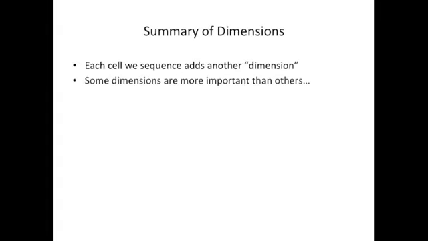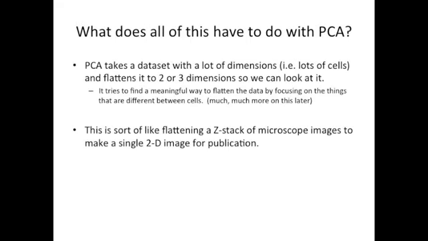To summarize what we know so far, we know that each cell that we sequence adds another dimension, and we also know that some dimensions are more important than others. So what does all this have to do with PCA? Well, PCA takes a dataset with a lot of dimensions, i.e. lots of cells, and flattens it to just 2 or 3 dimensions so we can look at it.